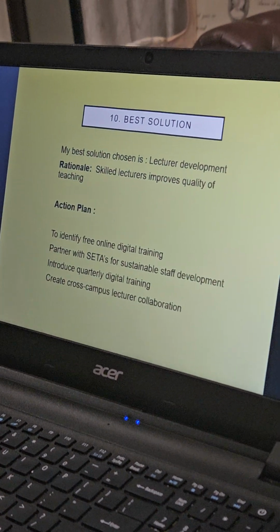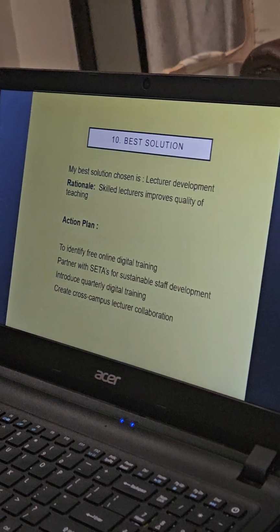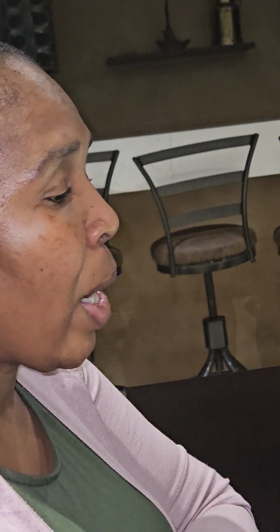was that skilled lecturers improve quality teaching and learning. What actions are we going to take to ensure that we foresee this? We are going to identify free online digital training for our lecturers so that they can improve. We are also going to solicit some funds from CETAs so that we can have that lecturer development, because we need to sustain that. We are going to be introducing quarterly digital training and creating cross-campus lecturer collaboration so that lecturers can learn from each other as well, since we are currently unable to give them what they deserve as a college due to lack of finances.